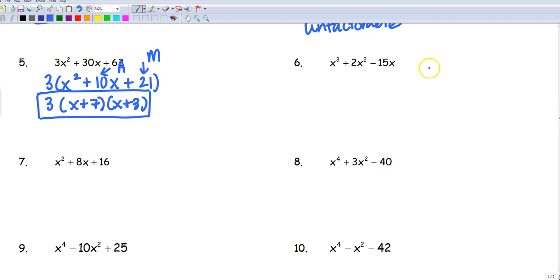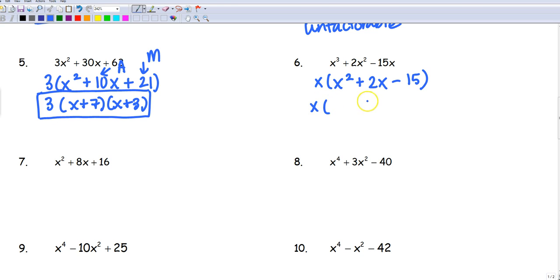All right, next is number 6. This one looks a little different because they each have an extra x. This is an example where x is your GCF. So we're going to take that x out. x squared plus 2x minus 15.